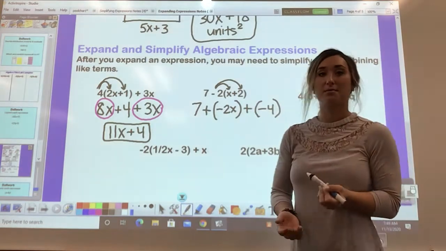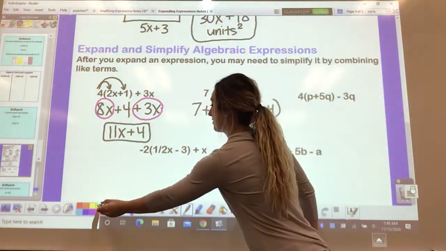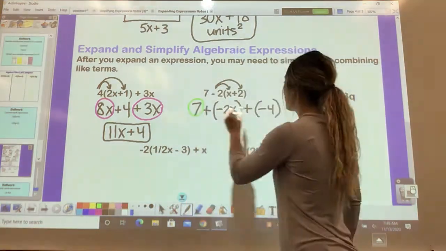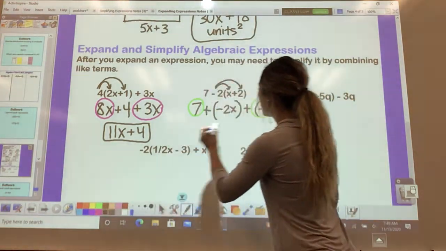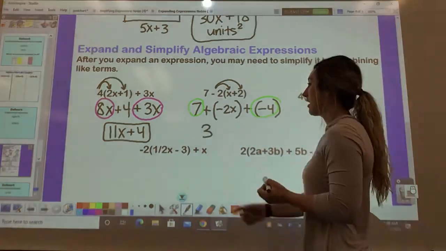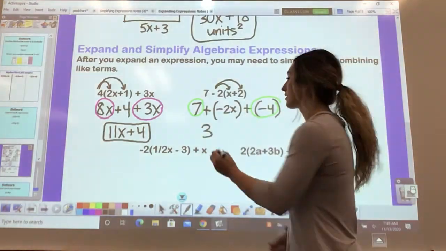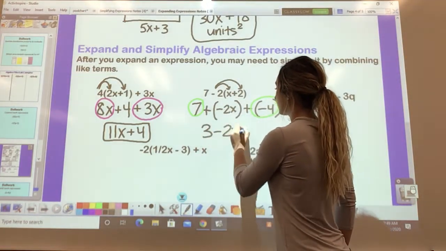And now we can combine like terms. Okay, we have a positive 7 and a negative 4, which would combine to 3. And then plus negative 2x or minus 2x is what's left over.